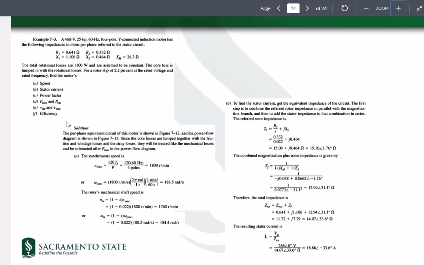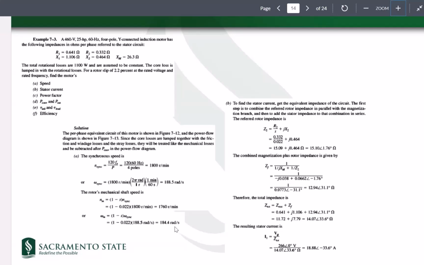So we can use the same equivalent circuit model and the power flow diagram. To find the synchronous speed, which is 120 f over P, 1800 RPM, or in radians per second. And then having the slip, because we have the slip 2.2%, you can find out the rotor's speed, or the actual motor's speed, through (1 minus S) times N synchronous. So that would be 1760 RPM, or 184.4 in radians per second.